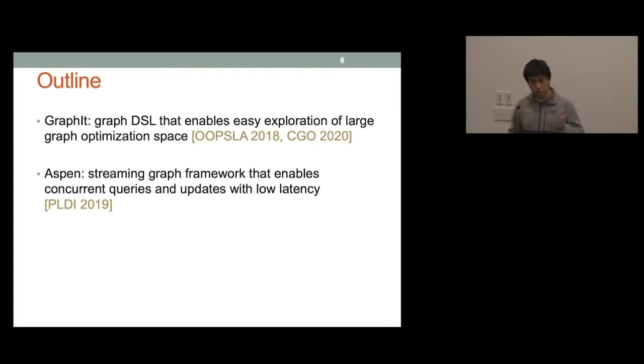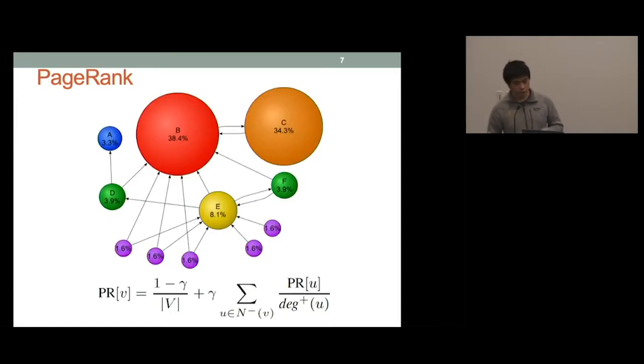So I'm first going to talk about GraphIt, and I'm going to motivate GraphIt by going over a simple algorithm known as the PageRank algorithm. So this algorithm was initially proposed by Google to rank the relative importance of web pages on the internet. And how this algorithm works is you're first going to initialize some probability mass to all of the vertices in the graph.